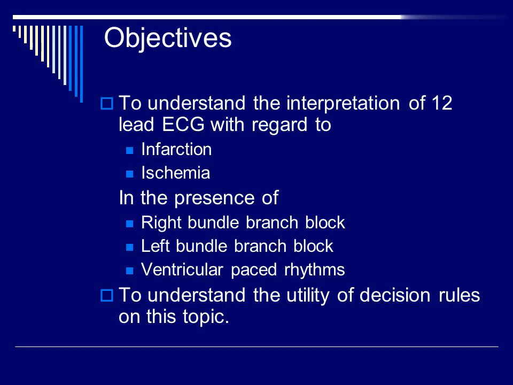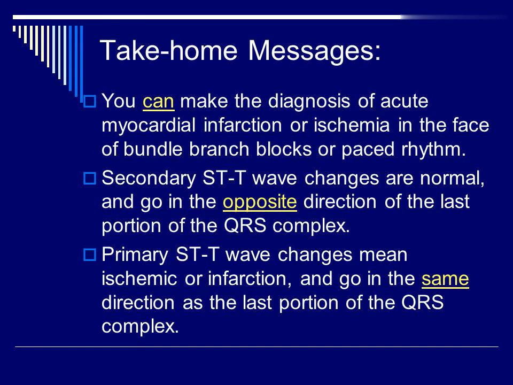Objectives: to understand the interpretation of 12-lead ECG with regard to infarction and ischemia in the presence of right bundle branch block, left bundle branch block, and ventricular paced rhythms. To understand the utility of decision rules on this topic. Take-home messages.